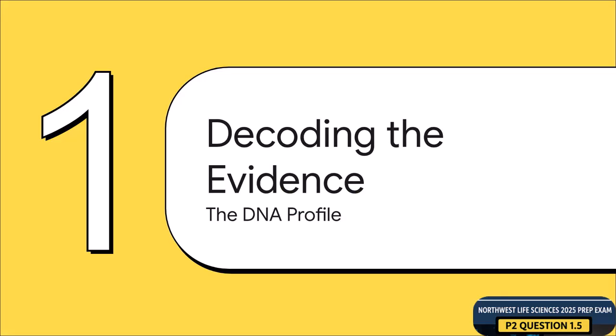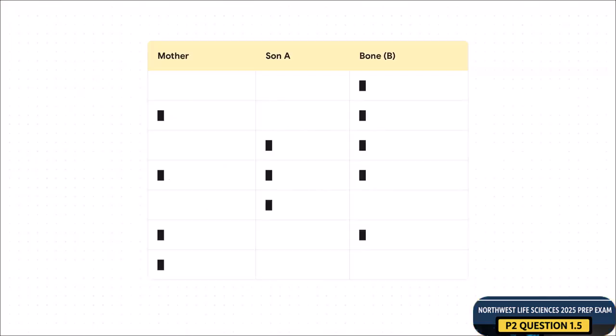Okay, Section 1. Decoding the genetic evidence. To crack this case, we have to start with the most important clue we have, the DNA profile itself. The whole story is right there. You just have to know how to read it. All right, check this out. This is the DNA profile.